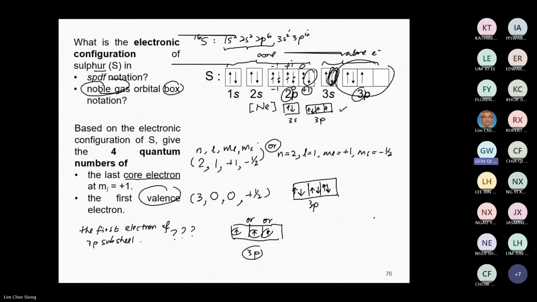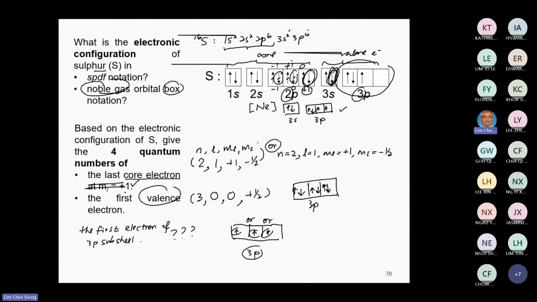Teacher, if it just states the last core electron, then it refers to the last core electron at ml equals +1, right? Yes, correct. Okay. If I put there the last core electron, and I didn't mention ml equal to +1, you have 3 answers. You can select this one, this one, or this one, because they are under the same energy level. You can put any one as the last, it doesn't matter. But I specify ml equal to +1, so you have just one answer.